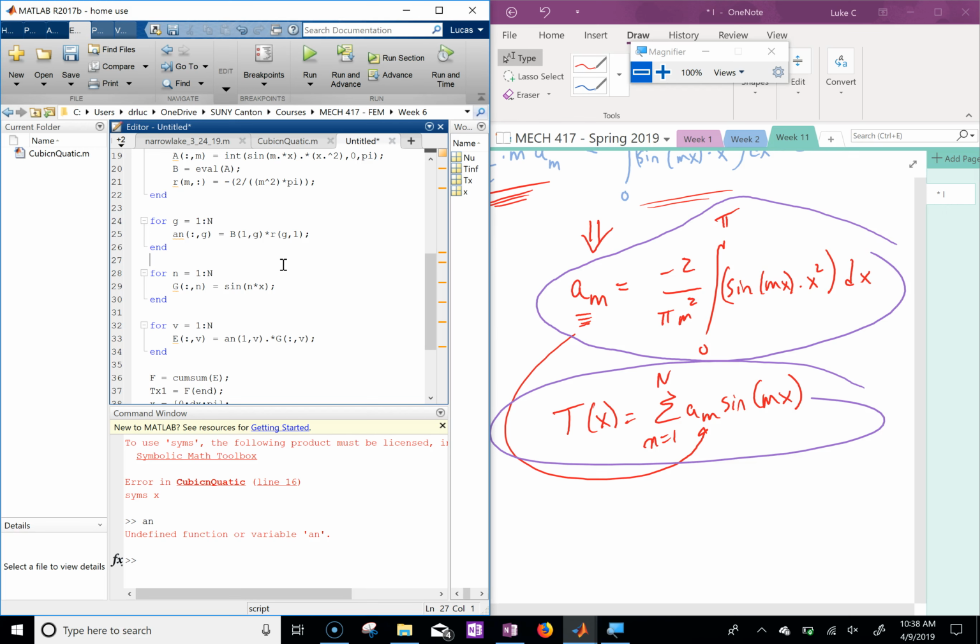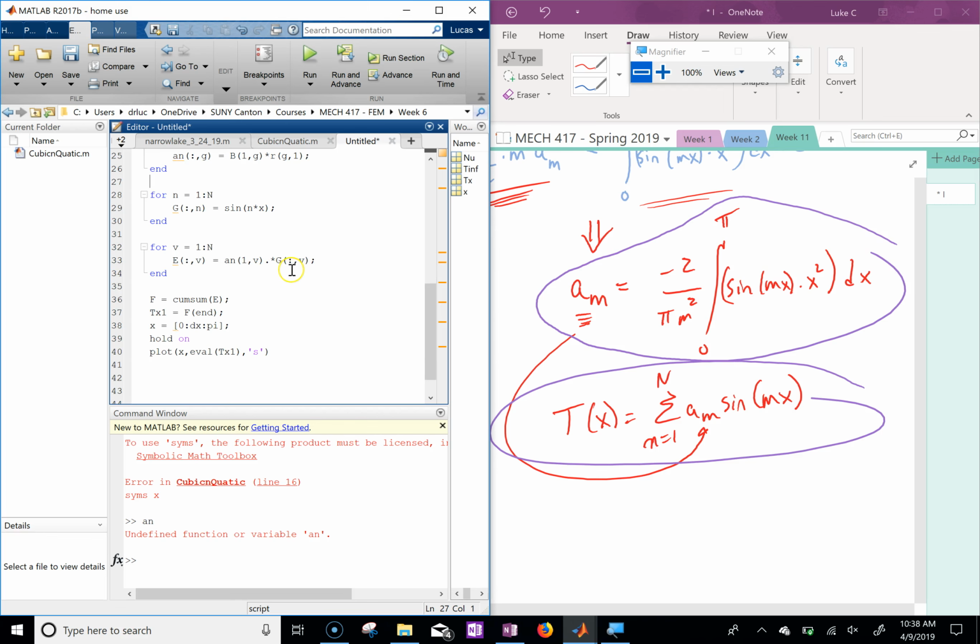Then what is line 36, that F? I'm adding them all up. That's basically what this is. We're adding them all up. Then I defined X, which is later on, and then we plot it.